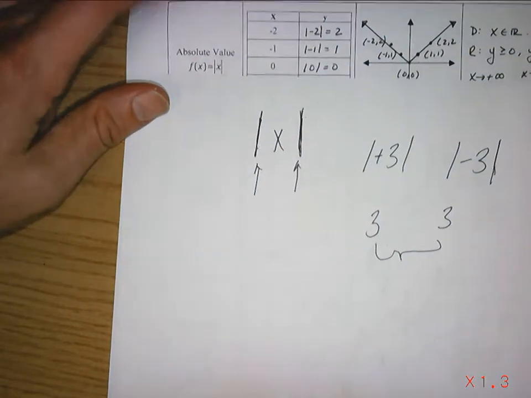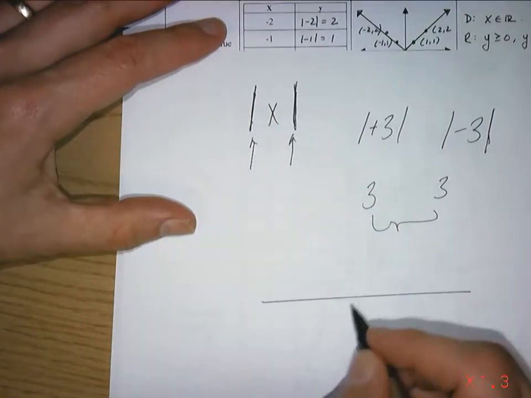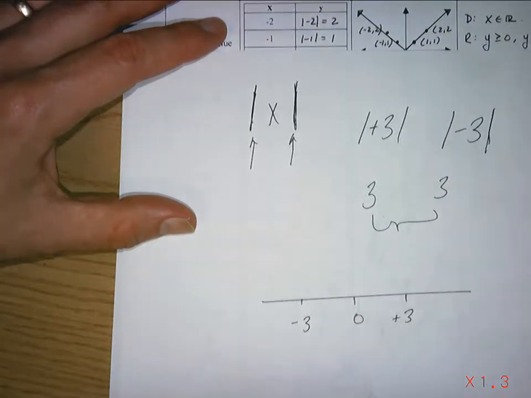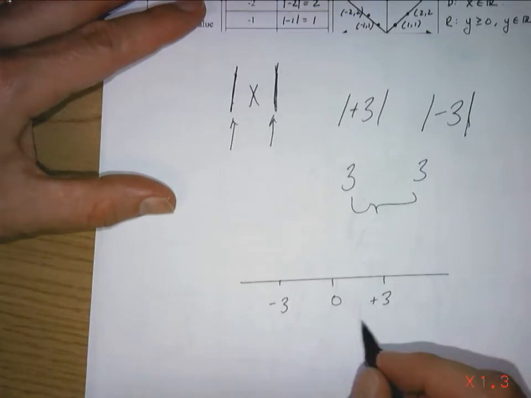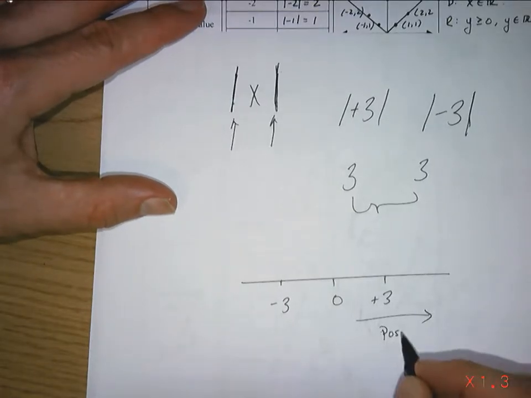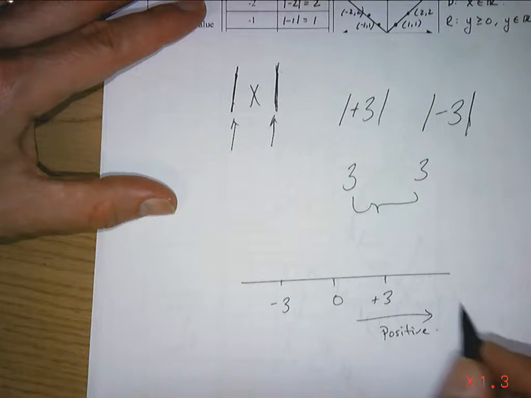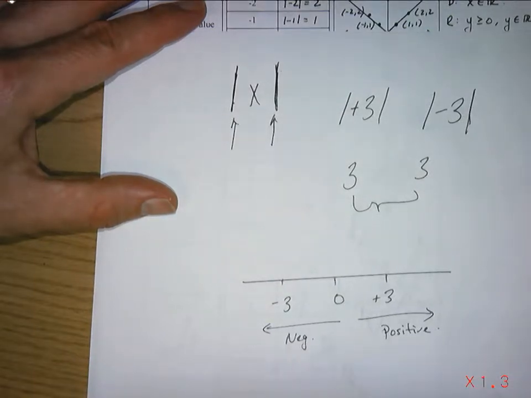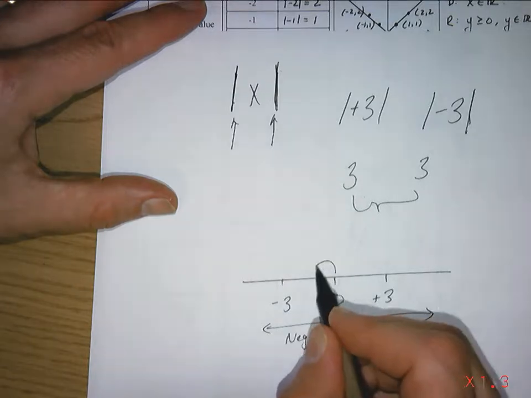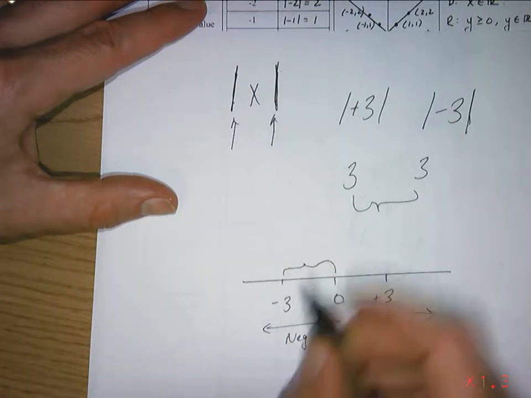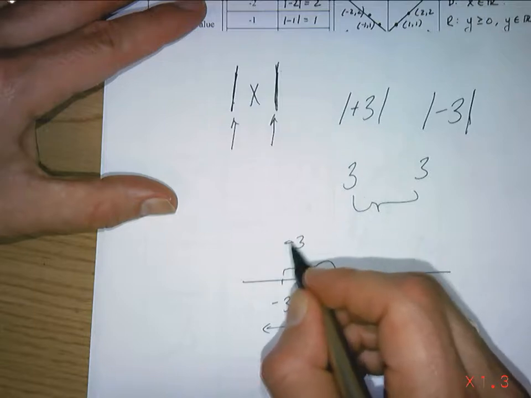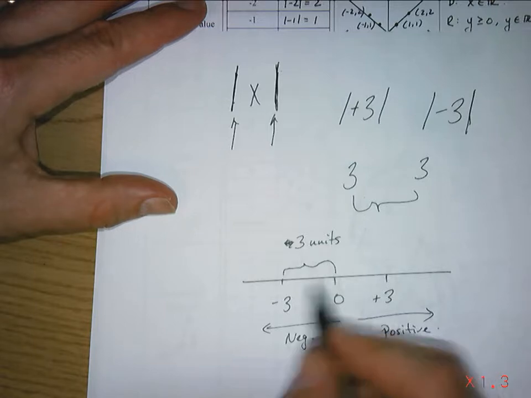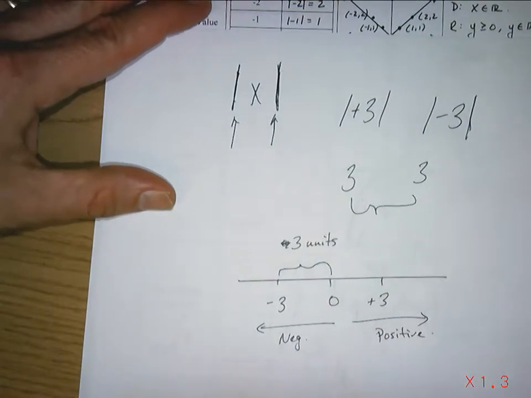Now the way to think about this is that if I had a number line, and if I had plus 3 out here and negative 3 down here, the idea of plus and minus is actually a direction. This is all the positive numbers if I go to the right of 0. These are all the negative numbers if I go to the left of 0. But if I want to know how far it is from 0 to negative 3, it's actually just 3 units. No negative. The distance from here to here is simply 3 units.